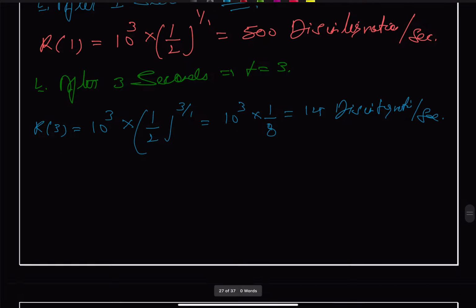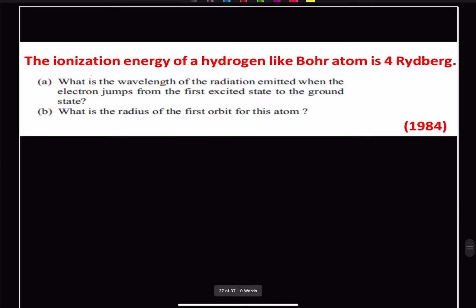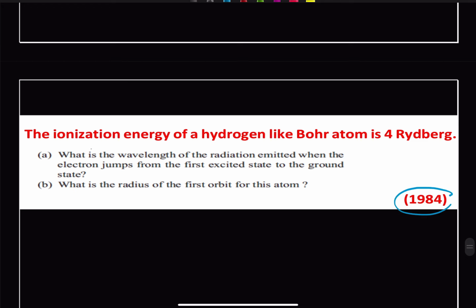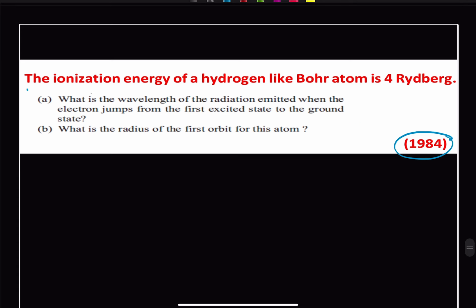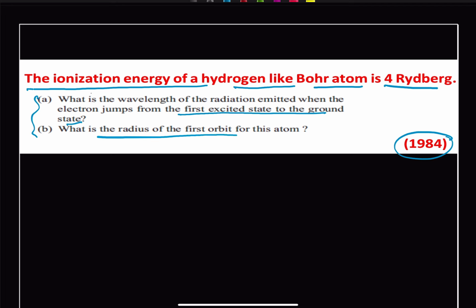Next question. It was asked in the year 1994, and it states that the ionization energy of the hydrogen-like Bohr atom is 4 Rydberg. Based on this, we are going to solve these 2 questions. First, what is the wavelength of radiation emitted when the electron jumps from the first excited state to the ground state? And then we are going to find out the radius of the first orbit for this atom.